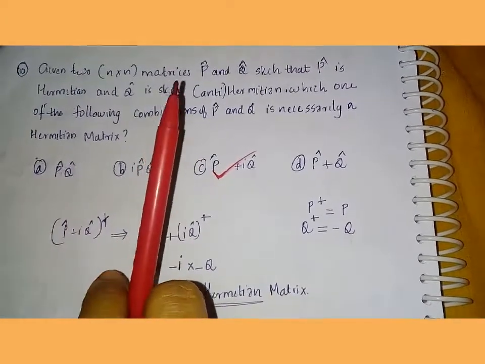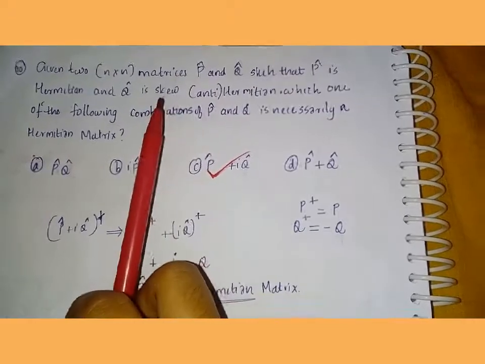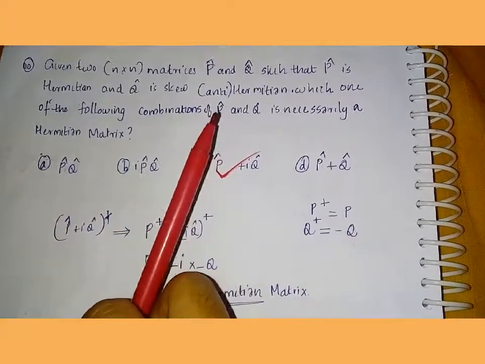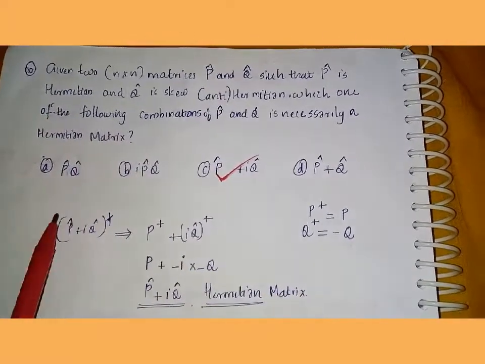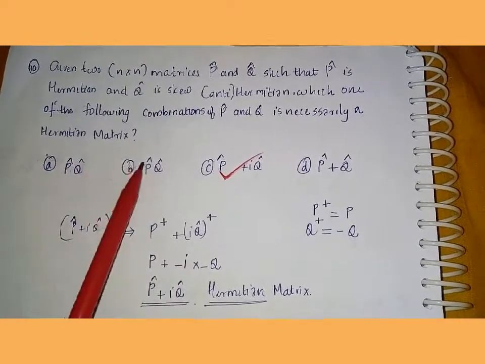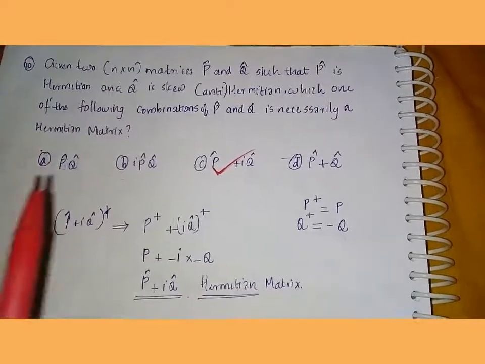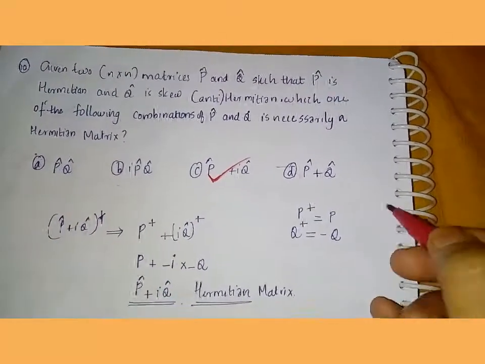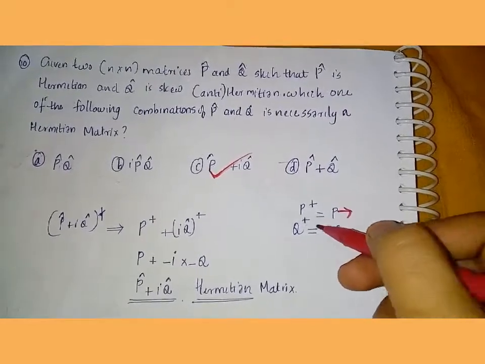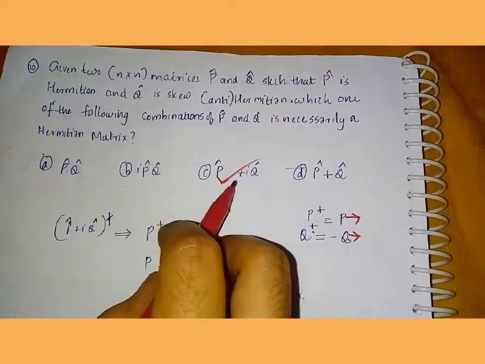In the 9th problem, they have given two matrices P and Q, where P is Hermitian and Q is skew Hermitian. Which of the following combinations is a Hermitian matrix? So we can simply find all the combinations and check whether each is Hermitian or not. Here they say P is Hermitian, meaning P dagger = P, and Q dagger = −Q. So here the answer is P + iQ.